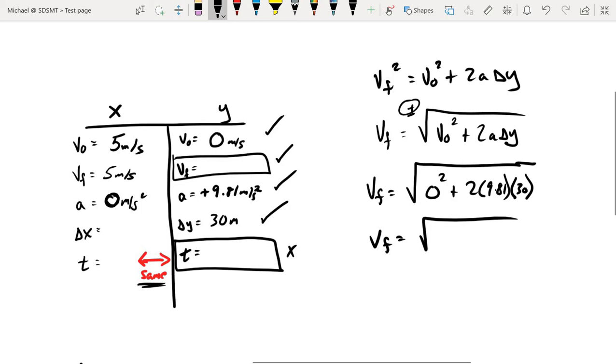But we're going to plug all of this into our calculator, and we're going to get the square root of approximately 589. And so the square root of that is 24.26.